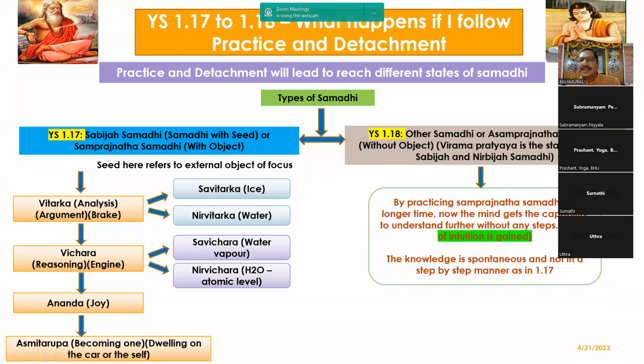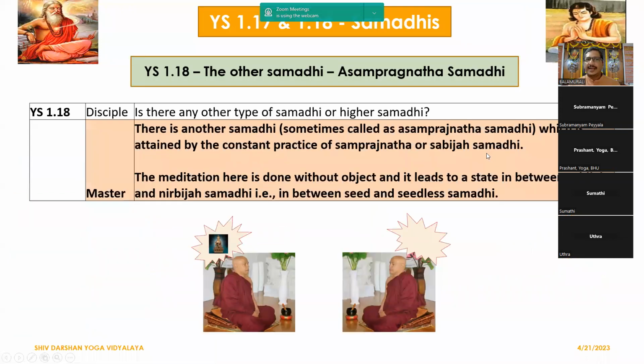So this completes the left side: Savitarka, Nirvitarka, Savichara, Nirvichara. We'll see what is on the right side. The right side is called Asampragnata Samadhi. That means without object. You see in the first photo, there's an object. This monk is meditating on an object. On the right side, he's meditating without object. So if your object goes, only emptiness is there. That means you are in Asampragnata Samadhi.